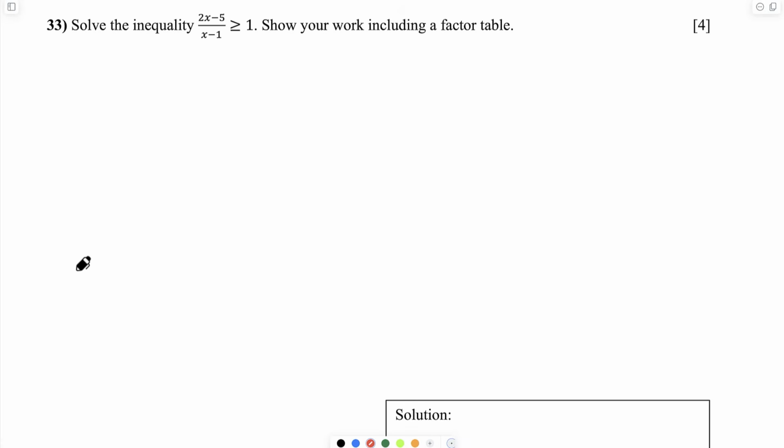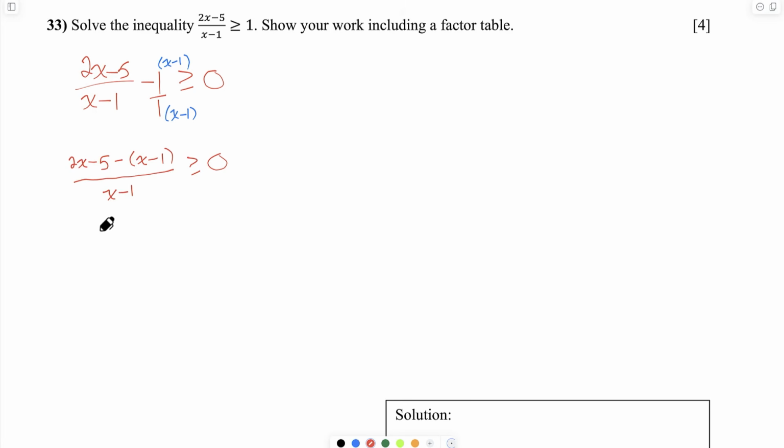And here is the last mandatory question of the exam before we get to the choice questions. For this question, it says solve this inequality. So I would start by, because it's a rational inequality, move everything to one side. I would combine this to a single fraction by getting a common denominator. So this 1 over 1, I will multiply top and bottom of it by x minus 1. I'll collect my like terms in the numerator.